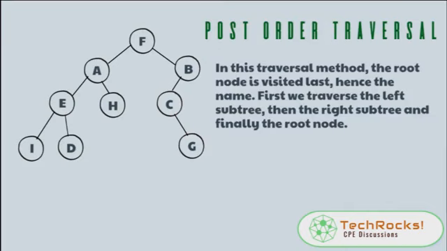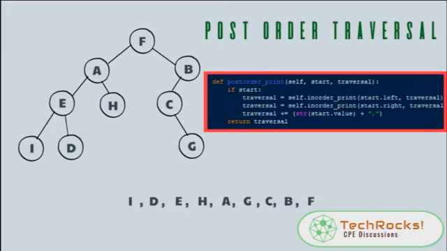The last method is the post-order traversal. In this traversal method, the root node is visited last, hence the name. First, we traverse the left subtree, then the right subtree, and finally the root node. Here in our tree, the last subtree in the left is executed first, and then its closely related node in the right before the parent or the root of the subtree, same as the right level of the tree. Then, lastly, the root. We have the output here: I, D, E, H, A, G, C, B, and F.